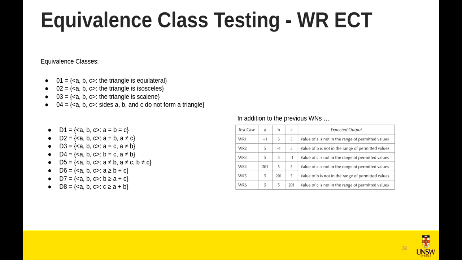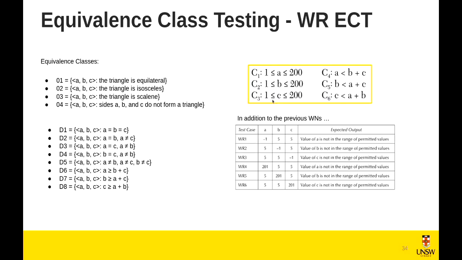And as for weak robust equivalence class testing, in addition to the previous weak normal equivalence class testing, we could have these 6 different test cases. So what we have here is, because remember, we do have value restrictions for A, B, and C.